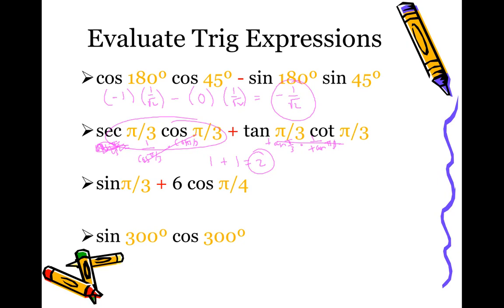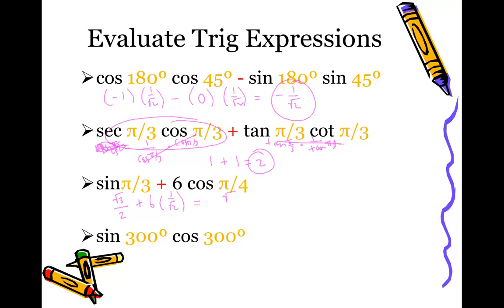The sine of pi over 3, had you done it the way I first started to think, you would have gotten this also. It just would have been a different way of getting it. Sine of pi over 3 is going to be, what is that? Root 3 over 2, plus 6 times 1 over root 2.